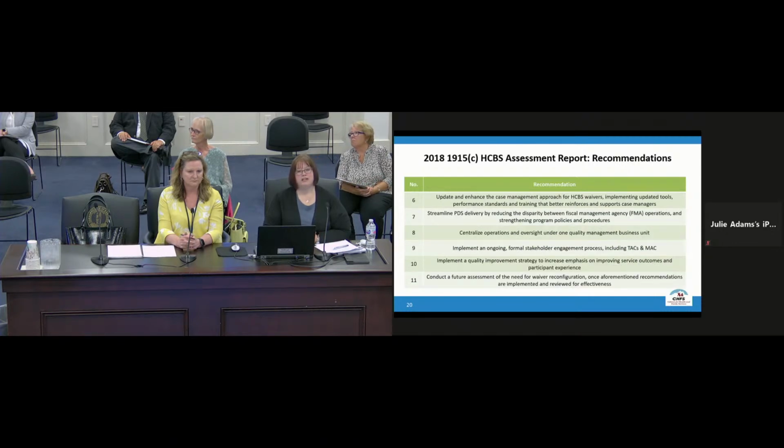We want to update the case management approach for waivers. We want to continue to develop tools for them and performance standards and training that better reinforces and supports case managers. Case managers really are the team lead when it comes to waiver. And we want to make sure they understand how can they lead those team meetings, how can they facilitate connections with providers and with services.